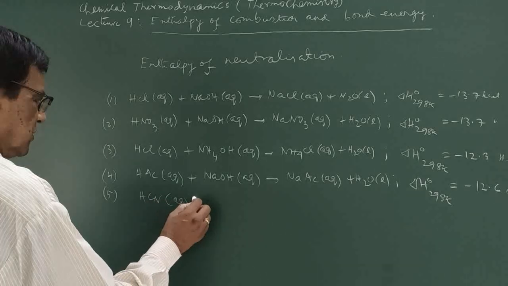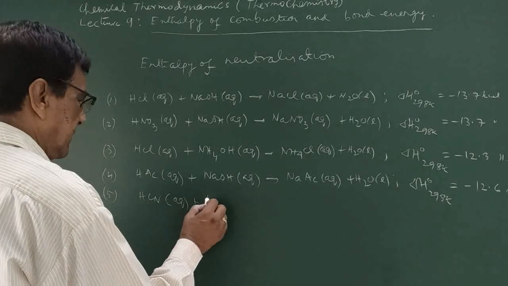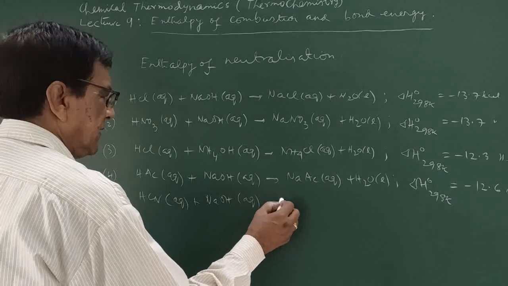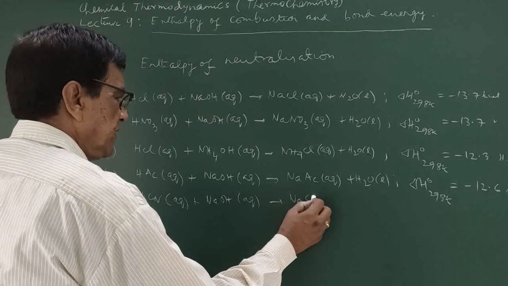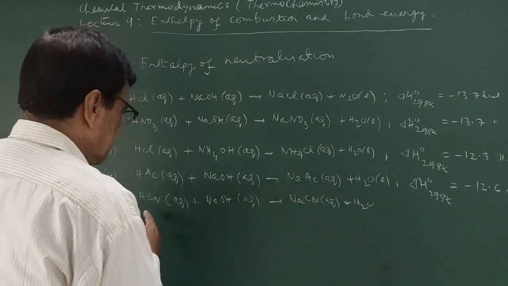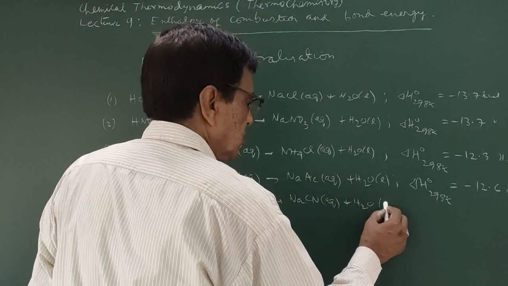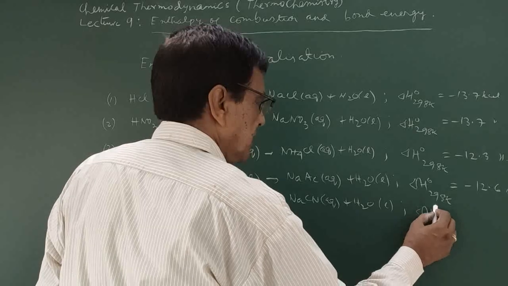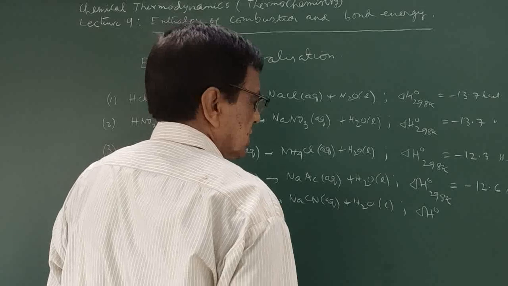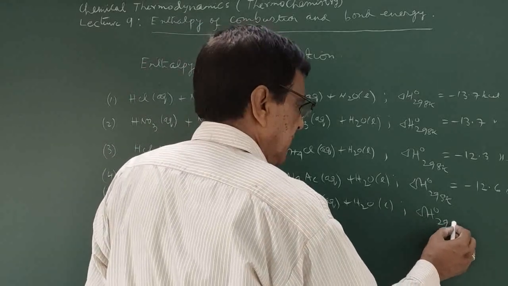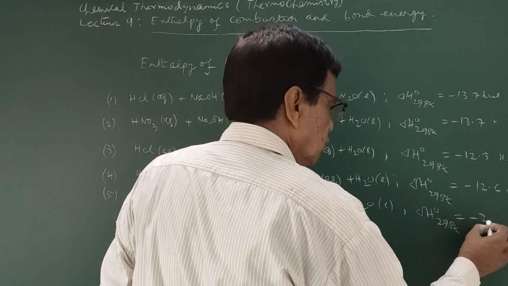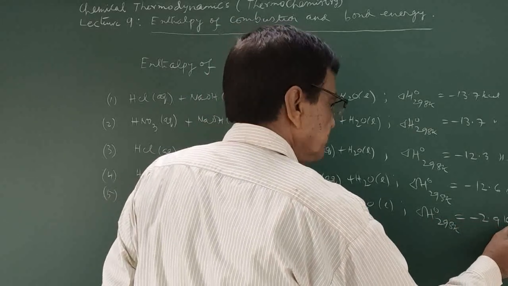Another example I can give is hydrocyanic acid. Hydrocyanic acid in aqueous solution, a very weak acid, and you can take sodium hydroxide in aqueous solution, neutralized to sodium cyanide in aqueous plus water. In this case, since it is very weak, the heat of neutralization, or standard enthalpy of neutralization at 298 Kelvin, is equal to only minus 2.9 kilocalorie.